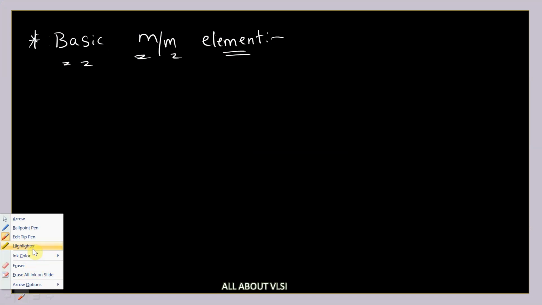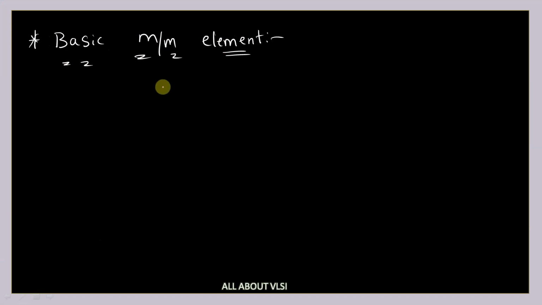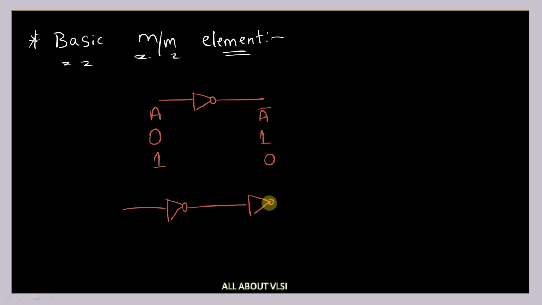So let's say we have a single NOT gate. If we apply A here, you are going to get A bar. Suppose you apply 0, you will get 1, and if you apply 1, you will get 0. This we already know. Now, let's say you have a NOT gate connected to one more NOT gate in series. If you apply A here, you get A bar, and again you get A. If you apply 0, you get 1 and again 0, and if you apply 1, you get 0 and again 1.